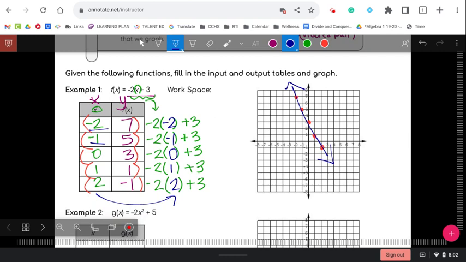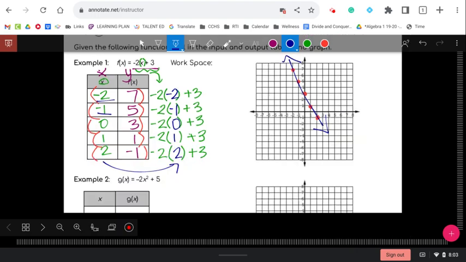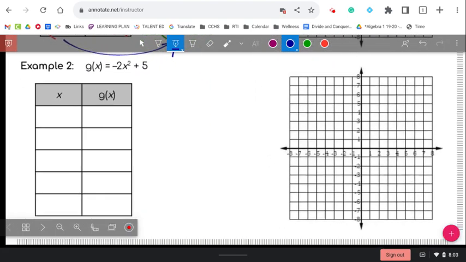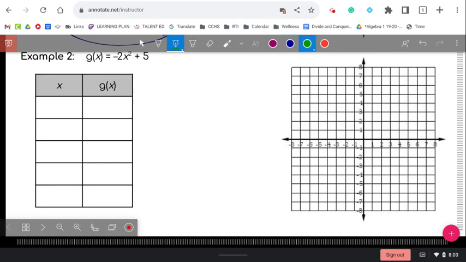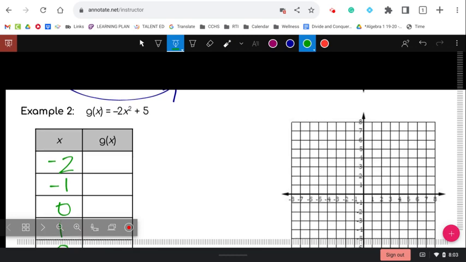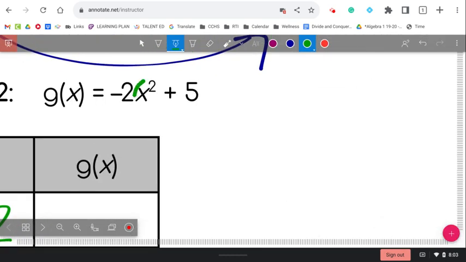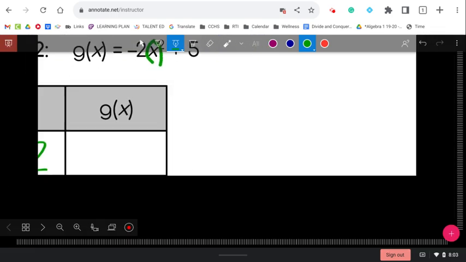Okay, let's go on to the next problem. We're going to be doing the exact same thing. So again, our x's are negative 2, negative 1, 0, 1, 2. And then we need to figure out where we're plugging in that x. Up here, I have an x, and I'm going to put parentheses around that x. Everything that's on the outside is going to stay on the outside. So if it's a -2, it's going to stay on the outside. Even if there was just a negative there, it would still stay on the outside.